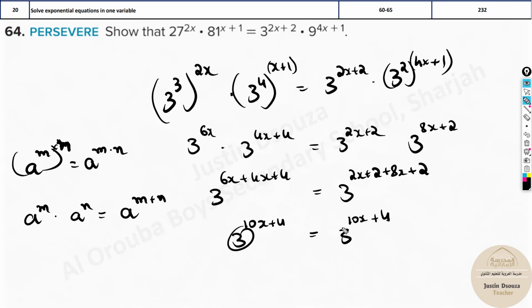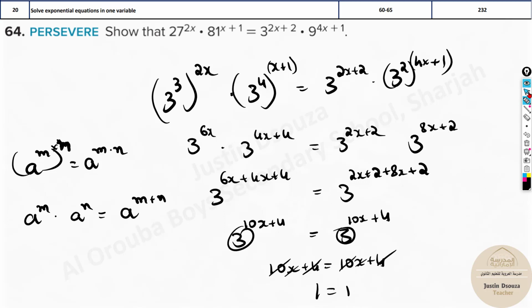Now the bases are the same, so you can equate the powers. 10x plus 4 equals 10x plus 4. Now over here, you simplify and take it to the other side. Here, 4 cancels, divide by 10, and x also cancels. It is basically 1 equals 1.